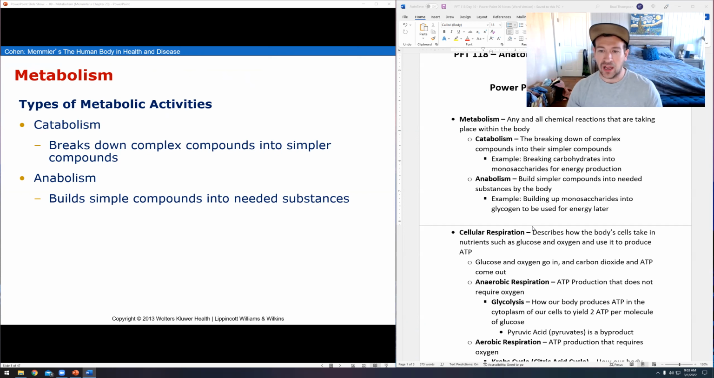So metabolism, like I said, is any and all chemical reactions. Catabolic reactions, or catabolism, is the breaking down of complex substances into their simpler compounds. So like carbohydrates into monosaccharides, those are single glucose molecules, right? Anabolic reactions, anabolism, that's taking simpler compounds and building them up into polysaccharides. So like glycogen, which is a complex carb, is a polysaccharide.